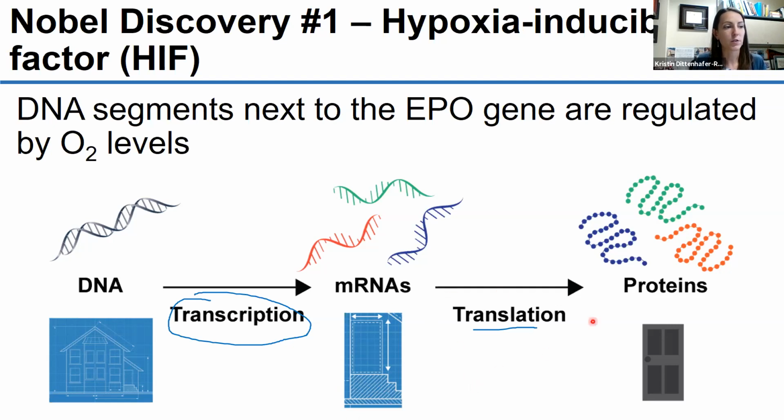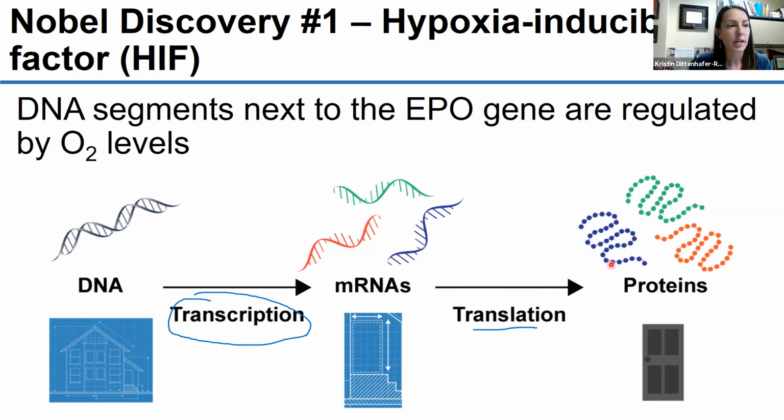Through the process of translation, this is where machines come in, read the code that's embedded in the mRNA, and actually synthesize the proteins. So back to the door example, this would be like taking the blueprint for the door and building the physical door. The physical door is what does something. The blueprint didn't do anything, but now we have the physical machine of the door.